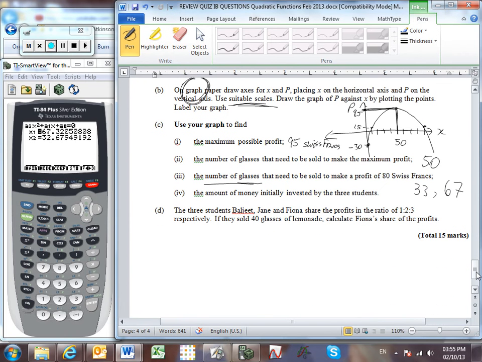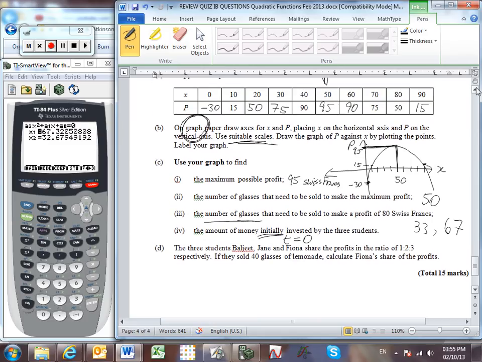Alright, nearly done. Part C, the amount of money initially invested by the three students. Initially means that time passed is 0. And we can see from our graph that when the time passed is 0, we've got a profit of negative 30, which must mean that they originally invested 30 Swiss francs. That's why at the very beginning they were 30 Swiss francs below.